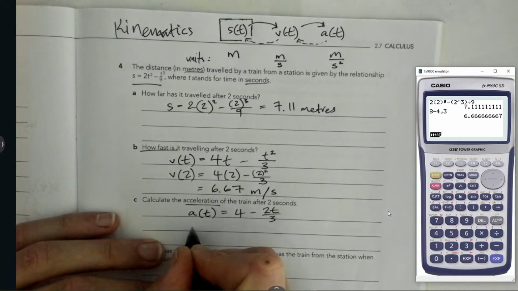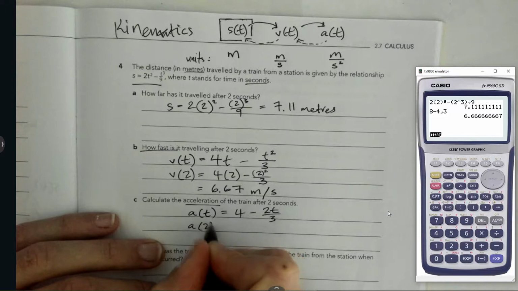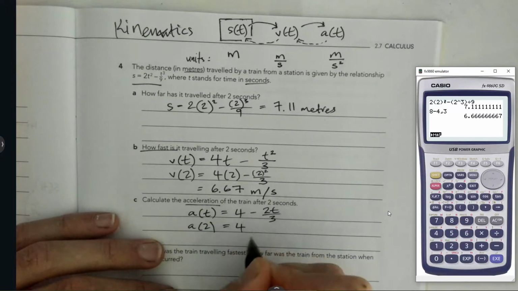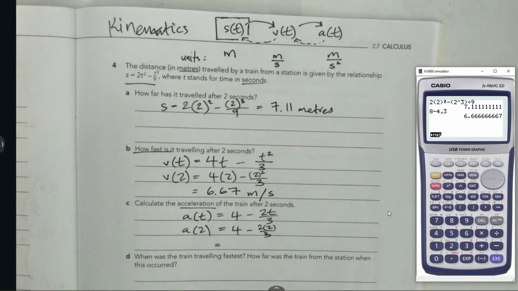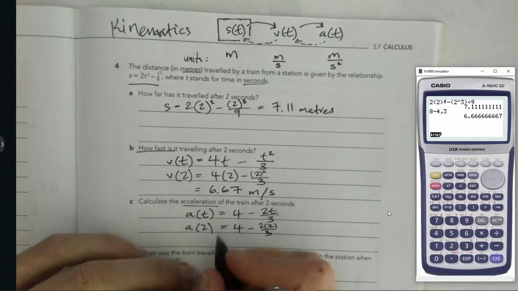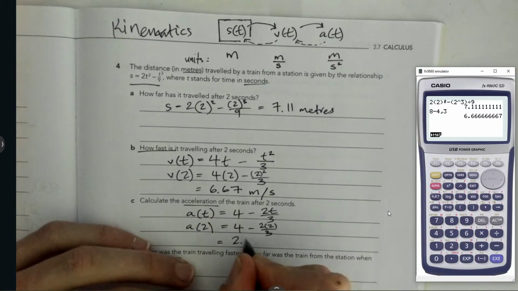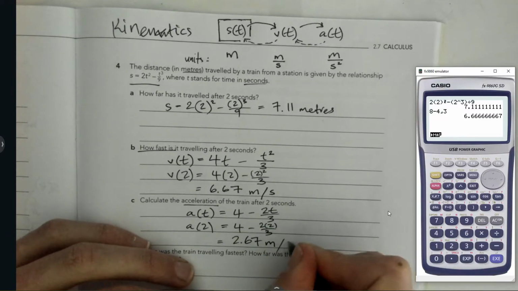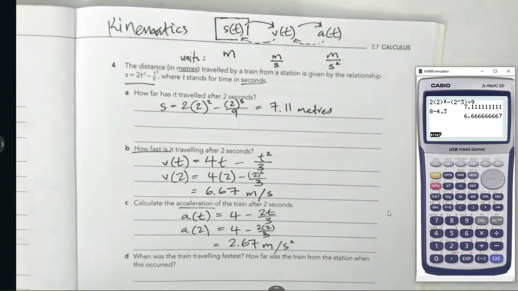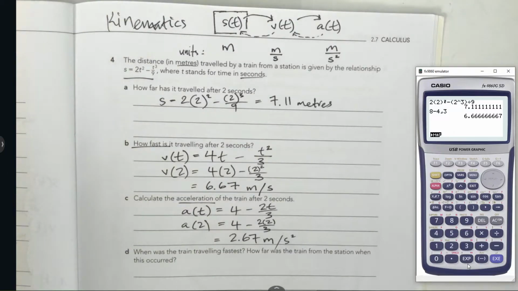Cool. And a of 2, the acceleration at 2 seconds, is going to be 4 minus 2 times 2 over 3. Do we need a calculator for that? No. 4 over 3 is 1.3 recurring, so that's going to make it 2.67 meters per second squared. We'll do a calculator just in case. 4 minus 4 over 3.